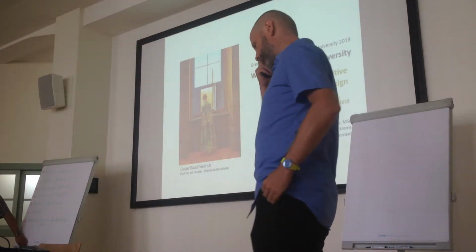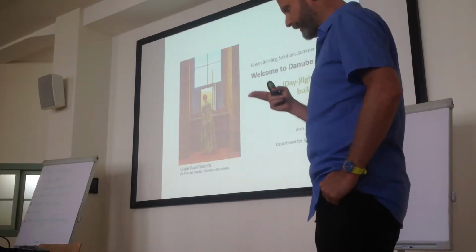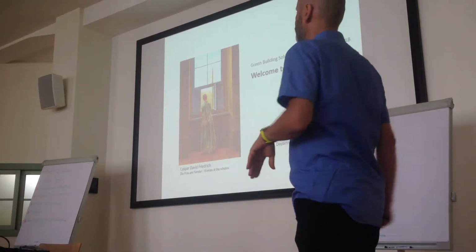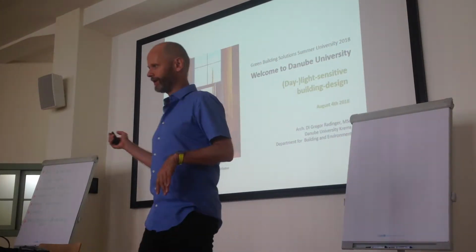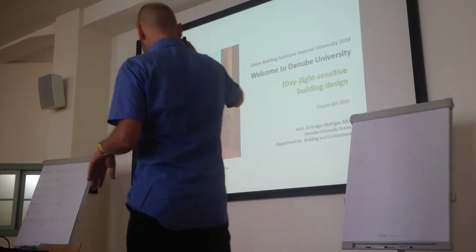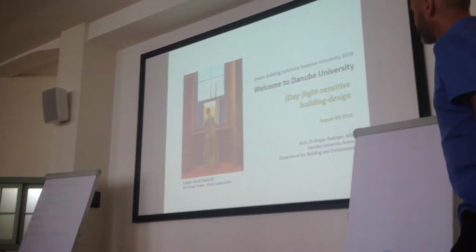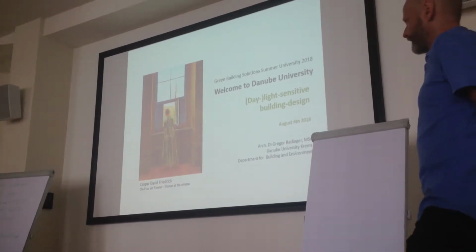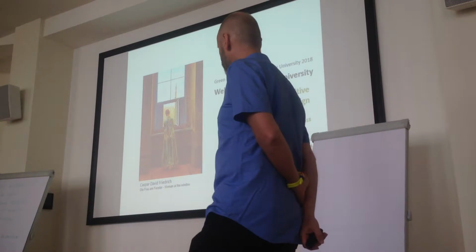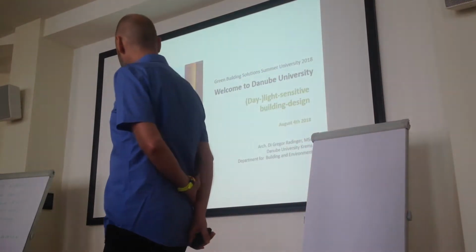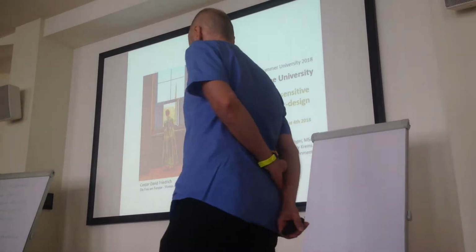Whenever I try to explain the topics that we see in context with daylight, I usually use this beautiful picture. It is the picture of the woman at the window. It's painted by the German painter Caspar David Friedrich. You can visit this picture in the National Gallery in Berlin. It was done in 1822.